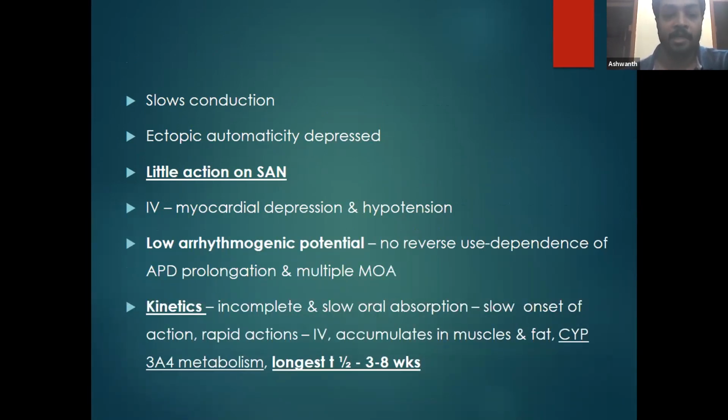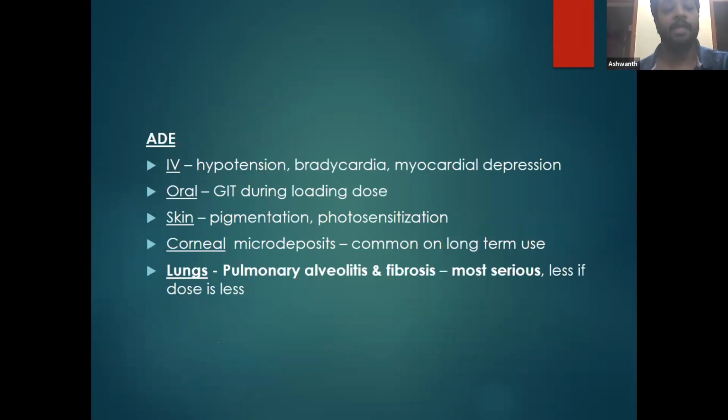When given IV, it causes myocardial depression and hypotension. It also has low arrhythmogenic potential, so there is no reverse use dependence of action potential prolongation, and it has multiple mechanisms of action. Kinetics: there is incomplete and slow oral absorption with a slow onset of action, but on IV it has a rapid action. It accumulates in muscles and fat, is metabolized by CYP3A4, and has the longest half-life of 3 to 8 weeks. Adverse effects: when given IV it causes hypotension, bradycardia, myocardial depression, and orally it causes GIT symptoms during loading doses.